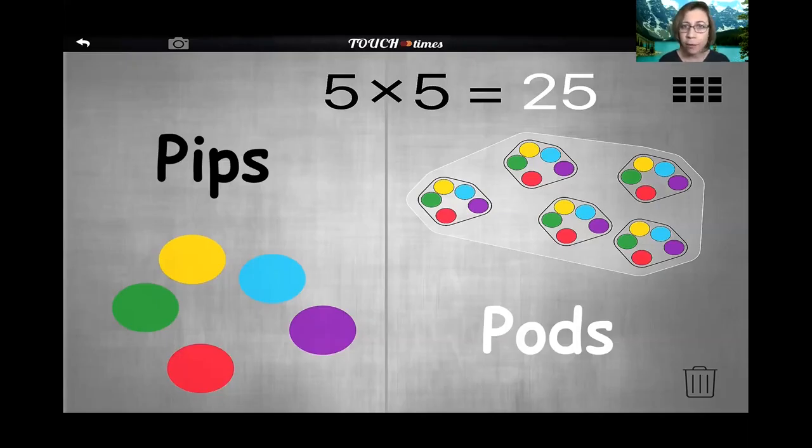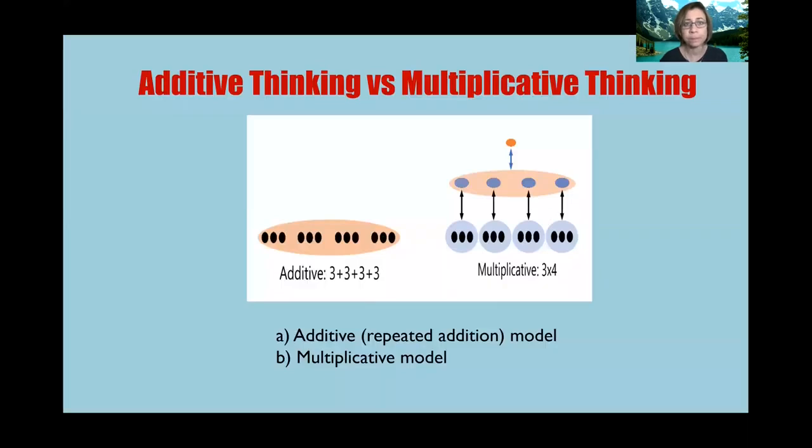Touch Times takes care of the multiplying, both in terms of making sure that the pods are reflective of the number of pips, and in terms of ensuring that the equation at the top of the screen corresponds to the pips and pods that have been created by the user. Let's have a look at additive thinking versus multiplicative thinking.